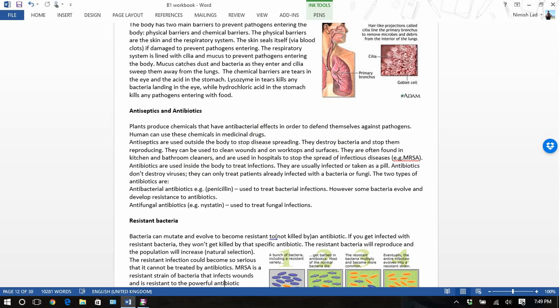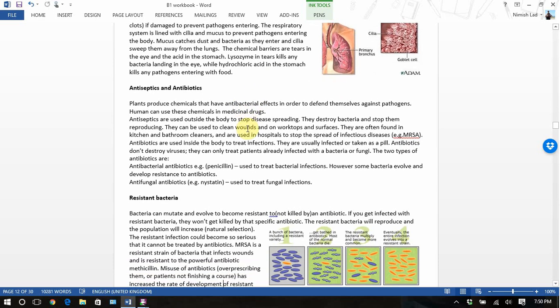Antibiotics are used inside the body to treat infections. Okay, so they generally are fighting things inside the body. So once you're affected, you take a pill. The antibiotics don't destroy viruses. They can only treat patients infected with a bacteria or a fungus. Okay, and these two types of antibiotics are antibacterial antibiotics or antifungal antibiotics. So penicillin is antibacterial, and it's used to treat bacterial infections. So some bacteria have evolved to develop resistance to antibiotics. So we need to get onto that.